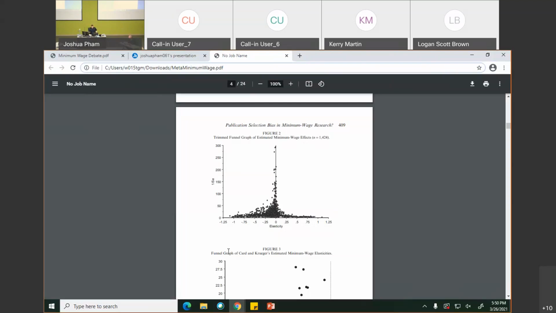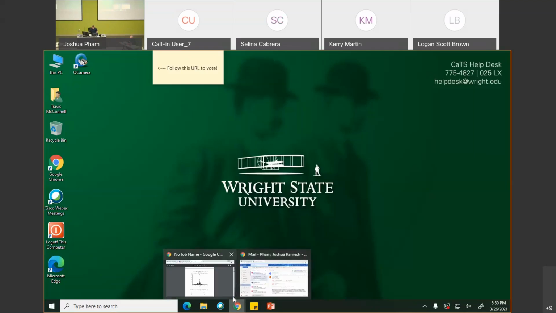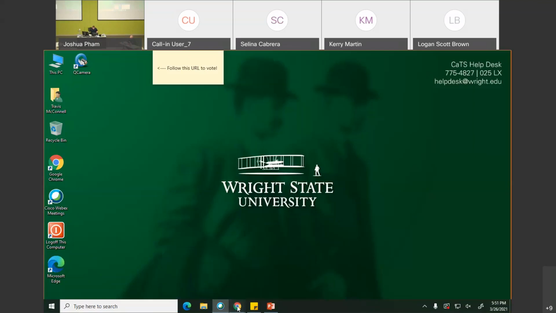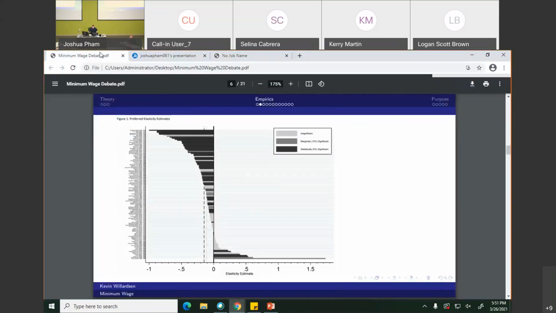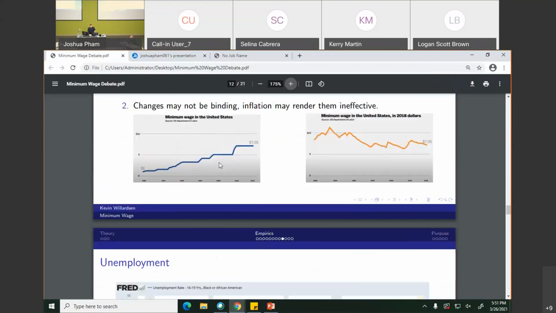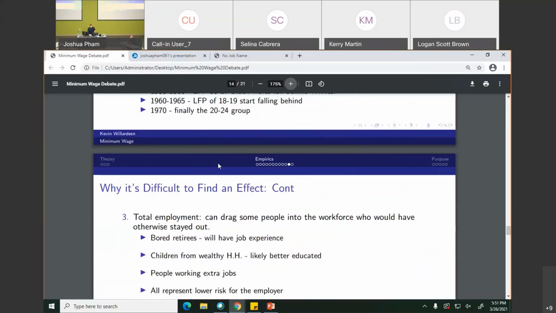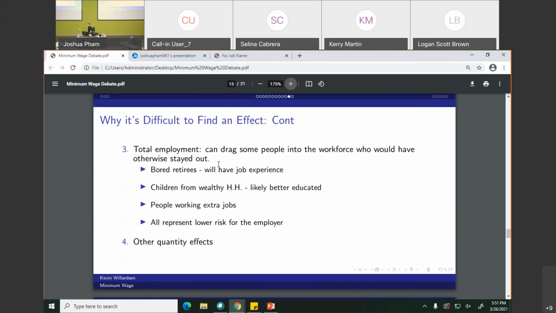I want to finally end on one last point. Pause my clock. Where's my slides? No timeout? Here. So I want to finish talking about why we might find it difficult to find an employment effect when we start doing empirical work.